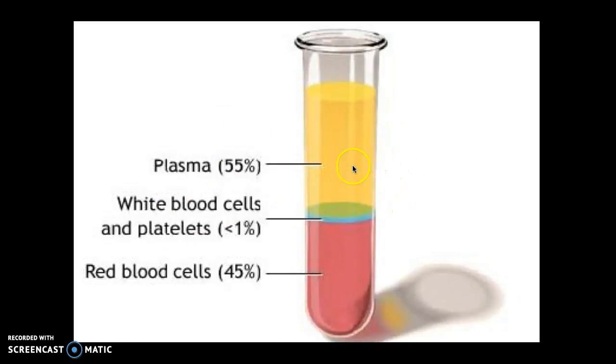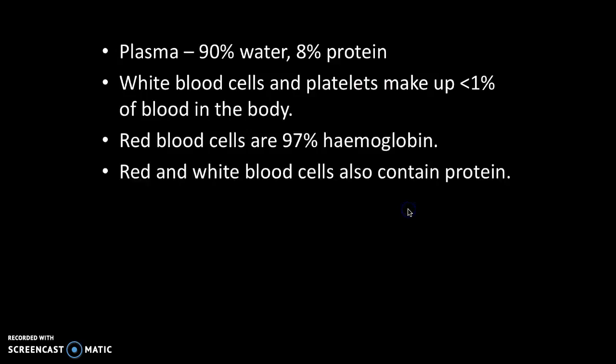So here you can see that our blood's made up of 55% plasma, and then you have white blood cells and platelets making up less than 1%, and then red blood cells make up 45%. However, in different people, the ratio can change slightly. So if you are a long distance or an endurance athlete who's trained at high altitudes, your red blood cell production will be increased, and you'd actually have a higher percentage of red blood cells compared to the rest of the ratio of your blood.